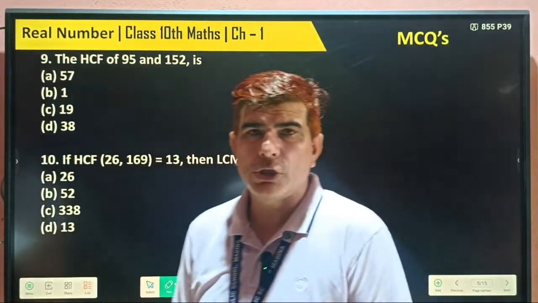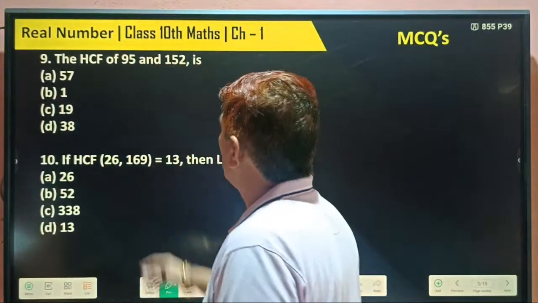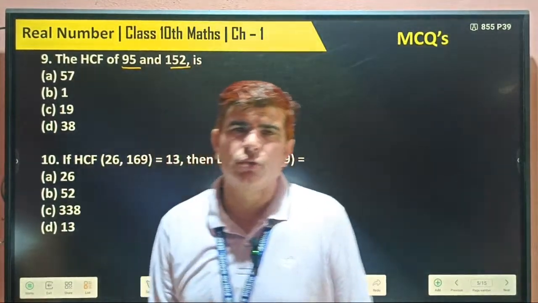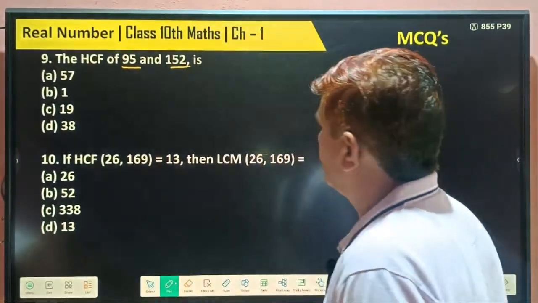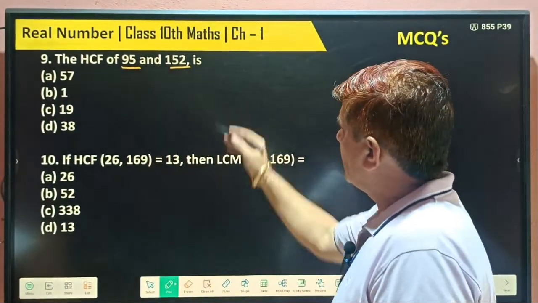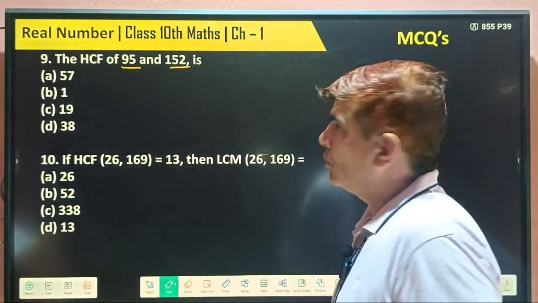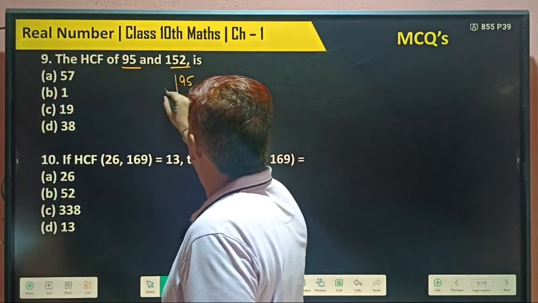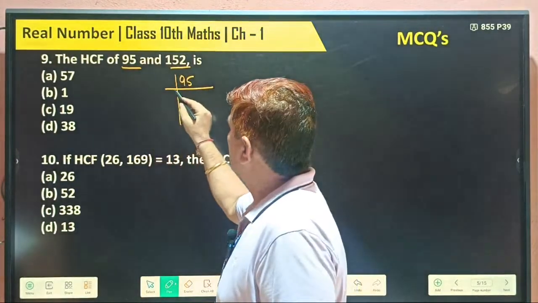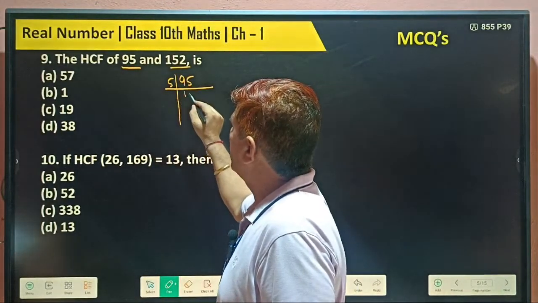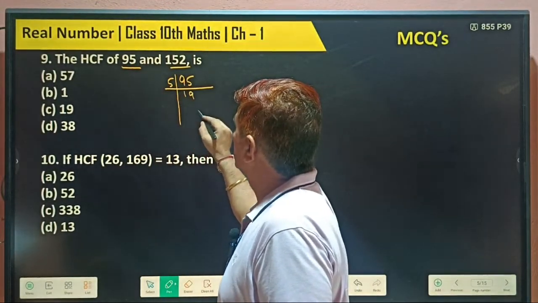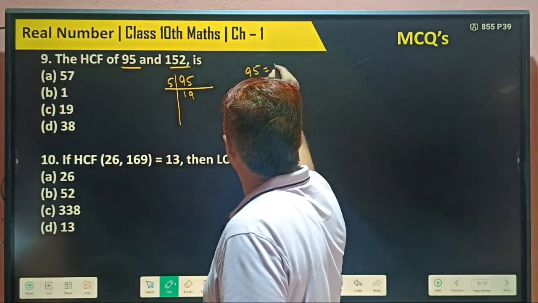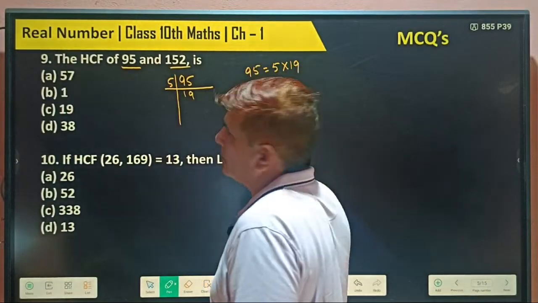So, question number 9, you have to find out the HCF of this and this. The formula you know, make factors. Two methods we can use: one is by dividing, another is by factorization. So 95 factors you can make. Divisible by 2? No. Not 3, not 4, but 5. 5 times 19 is 95. So 95 we can write as 5 into 19. Understood?